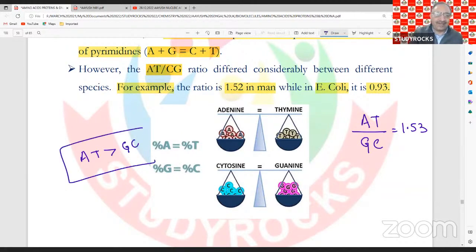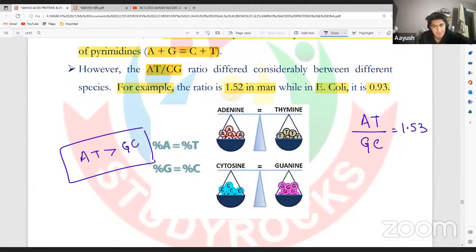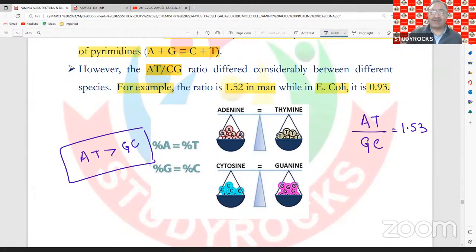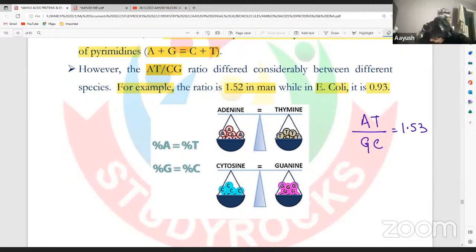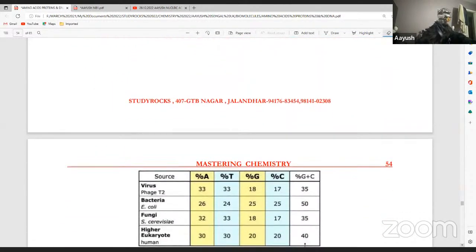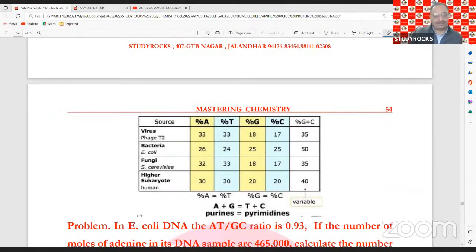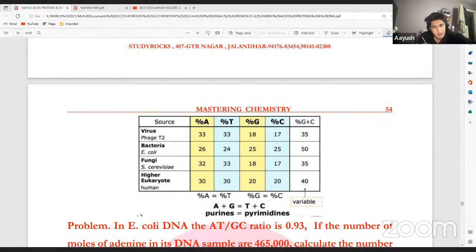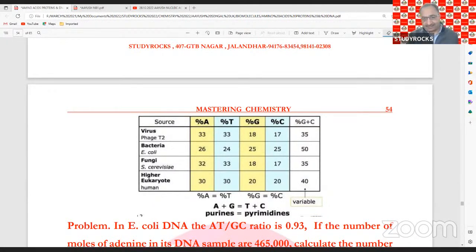So simple to conclude. Now here comes the maths, not the bio. In every bio book it is written that the AT by GC ratio is 1.52 in man, but many times students are not able to correlate that AT pairs are more than GC pairs. So this is the ratio in different cases: virus, bacteria, fungi, and higher eukaryote, human beings.